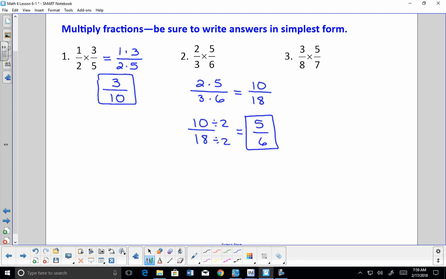Number 3, we have 3/8 times 5/7. So I can have 3 times 5 on the top, and 8 times 7 on the bottom. 3 times 5 is 15. 8 times 7 is 56. Looking at this, I know that 3 and 5 divide into 15, but neither 3 nor 5 divides into 56, so I know that I'm in lowest terms.